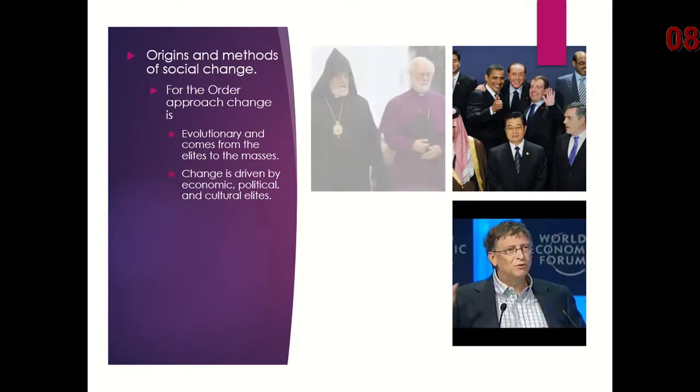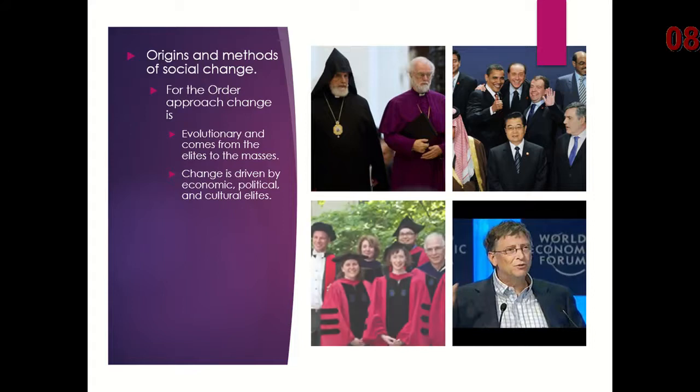So how does social change happen then? According to functionalism, the change is evolutionary and comes from the elites down. So this is the trickle-down effect, and change is driven by economic, political, and cultural elites. So nothing happens unless the people at the top say that it's good for you.